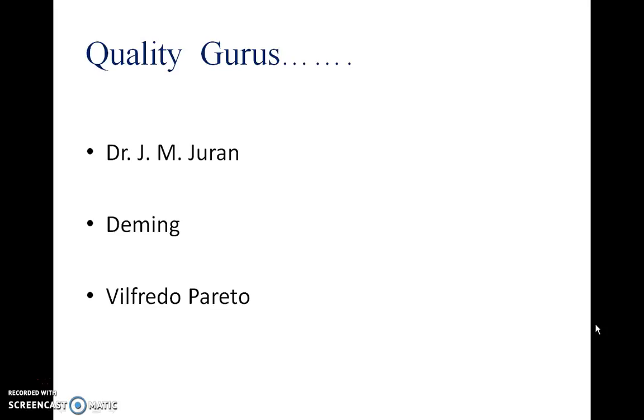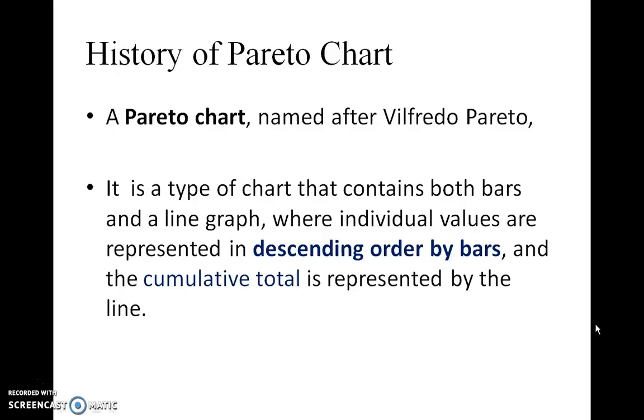in the manufacturing area. They are Dr. J.M. Juran, Deming and Pareto, and so many other people also contributed to quality improvements in the manufacturing area. Let us know the history of the Pareto chart.